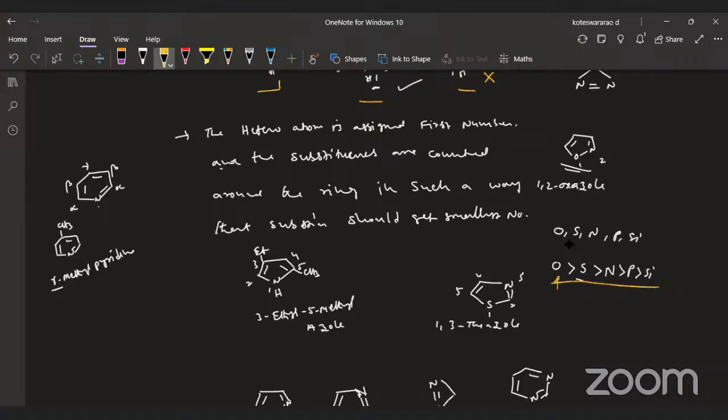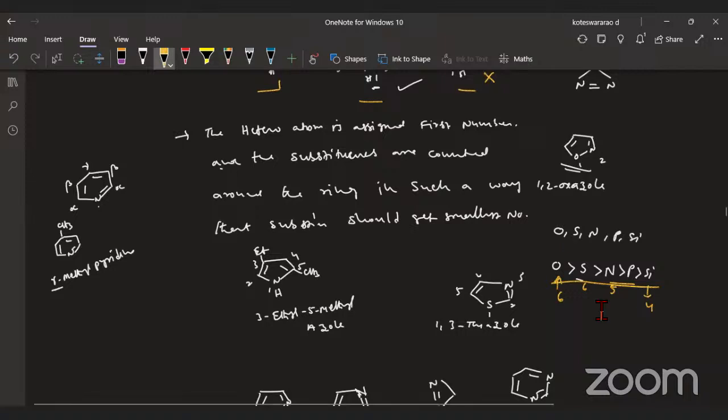Look in here. This is a 6th group element, this is also a 6th group element, this is a 5th group element, and this is the 4th group. Now, within a group also, the lesser atomic number gets the highest priority. Whenever we move from top to bottom, the priority decreases. Oxygen's atomic number is lesser than sulfur's. Therefore, oxygen gets higher priority than sulfur. Here, nitrogen and phosphorus both are in the same group, but nitrogen gets higher priority than phosphorus. Right?